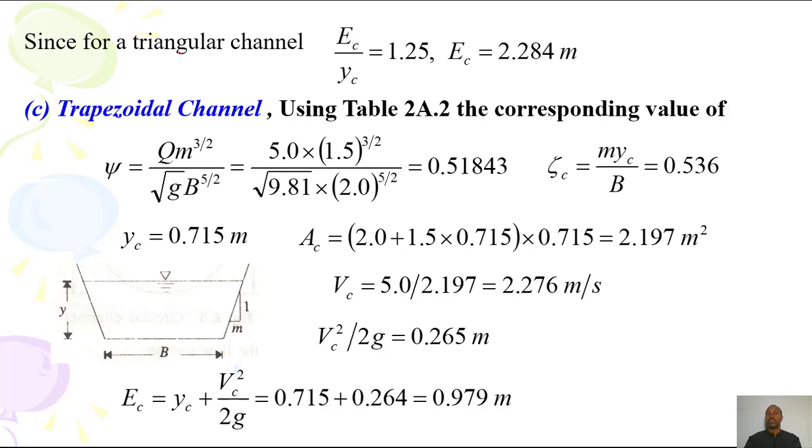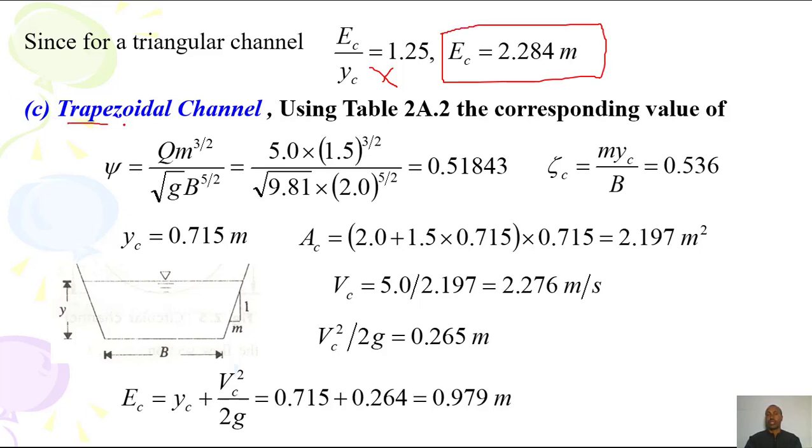Then for a triangular channel, you have EC equal to 5 over 4 times YC, or YC is 4 over 5 of EC, 5 over 4, 1.25. Then you have EC is just 5 over 4 times YC. So this is the critical specific energy for a triangular channel.